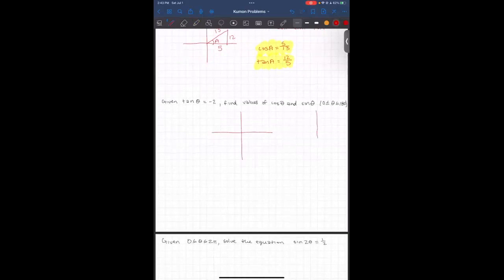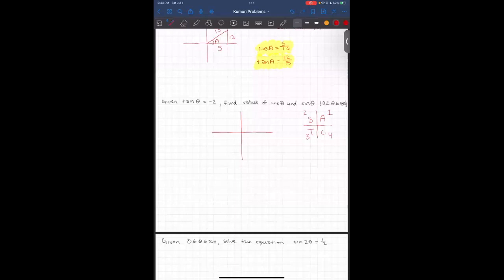So an acronym to remember this is all students take calculus. So quadrant 1, all angles are positive. Quadrant 2, only sine is positive. Quadrant 3, only tangent is positive. And quadrant 4, only cosine is positive. So since we have a triangle that's located in either quadrant 1 or 2, we know that tangent is negative, so it has to be located in quadrant 2.